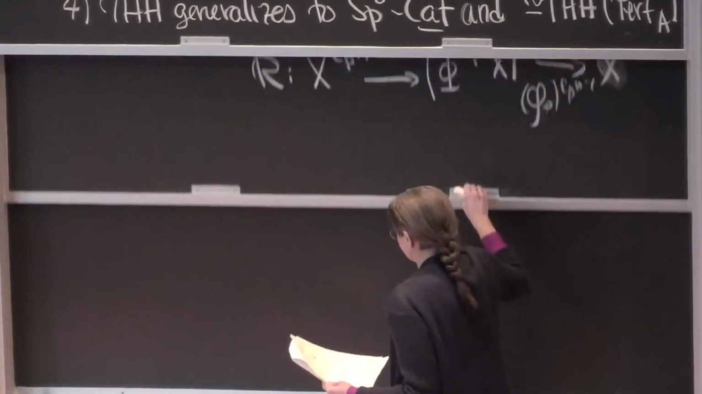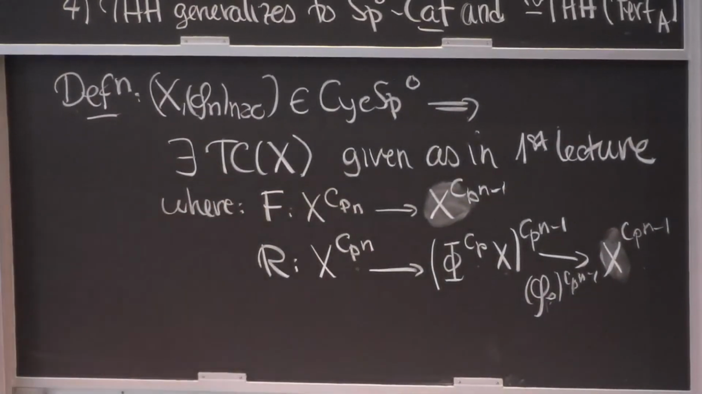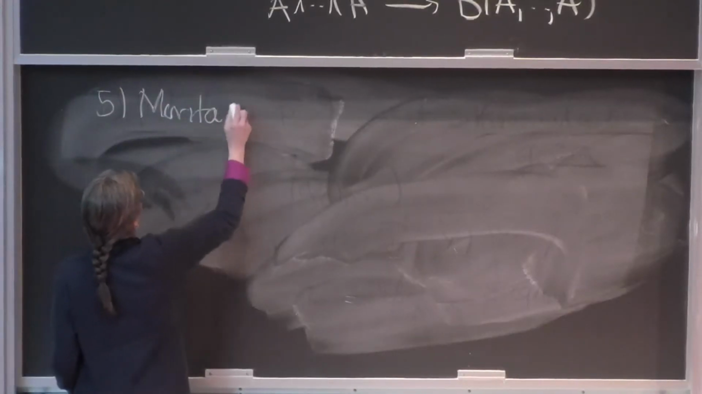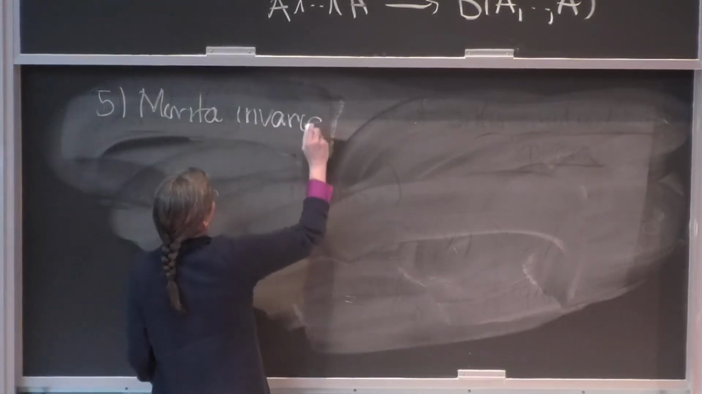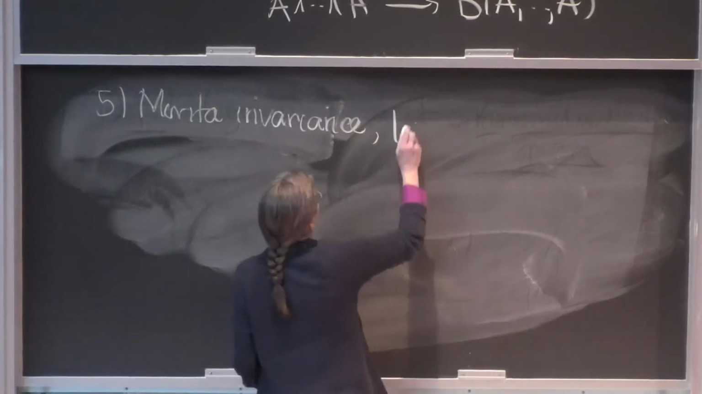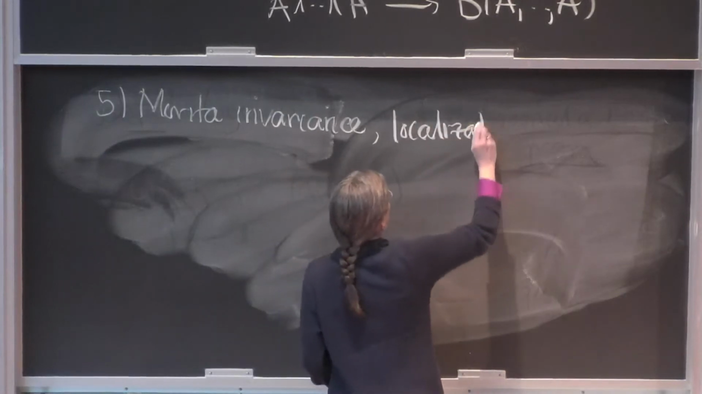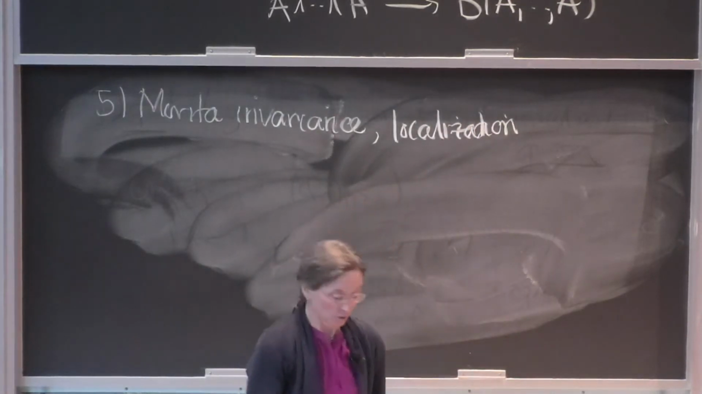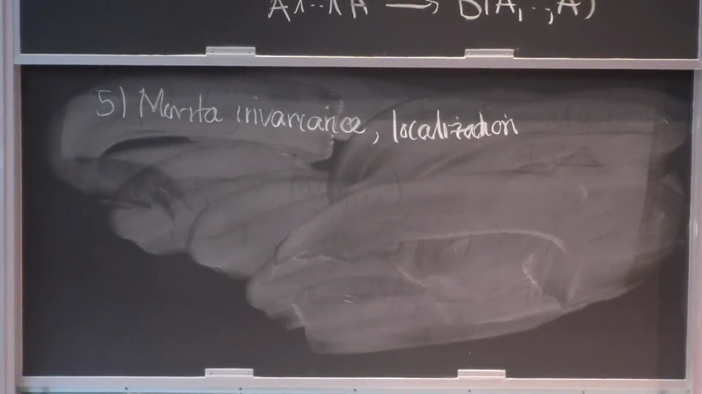And then finally, it also satisfies Morita invariance and localization. So it satisfies all kinds of nice properties, generalizing those that have been known for a long time in the classical context. I'll just write those as words, but they generalize the well-known properties for Hochschild homology in the more classical context.